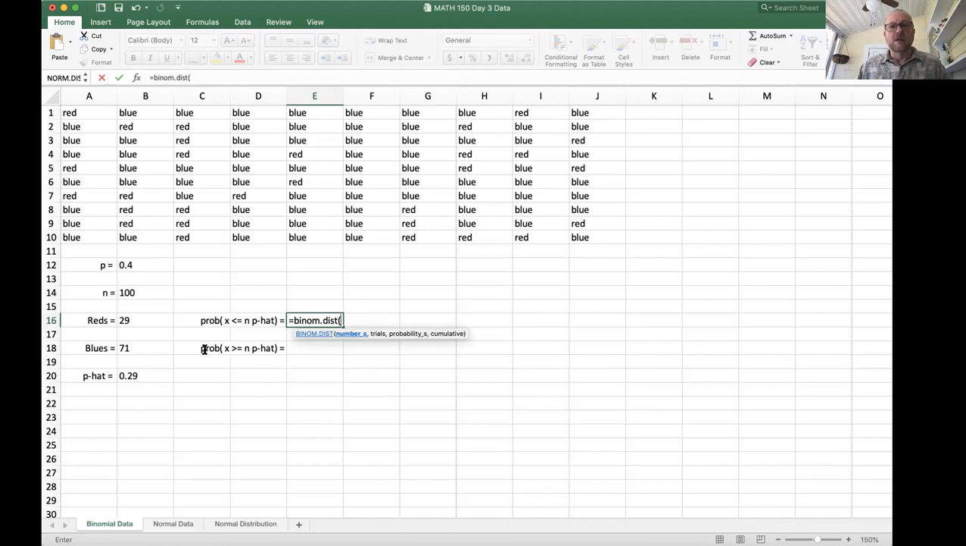Okay, so going through what we do here, the number that we talk about is the 29. I'm just going to click on it, put a comma after. The number of trials, the N value, I'm going to click on that. And the probability P, it went ahead and called it P. Yay! So we could have just used that there as well. It's going to come up later though.